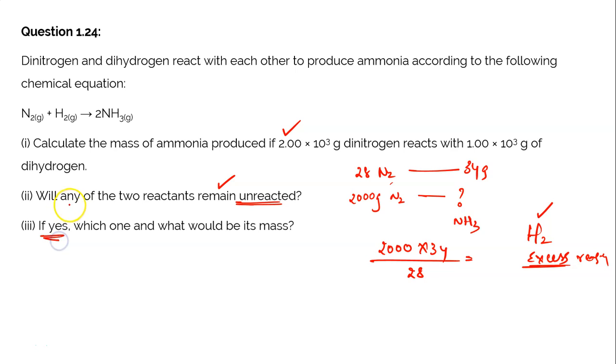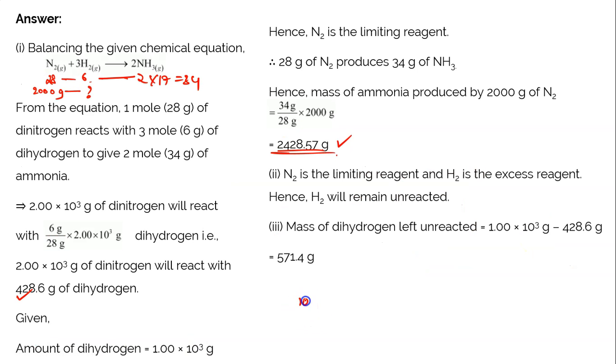If yes is your answer for the second part of the question, which one is it, and what would be the mass left? Hydrogen is that one, and what is the mass of hydrogen left? Do you remember? It has to be 1000 minus 428.6. 1000 minus 428.6 is 571.4 grams. This is the mass of hydrogen which is left behind in the container.